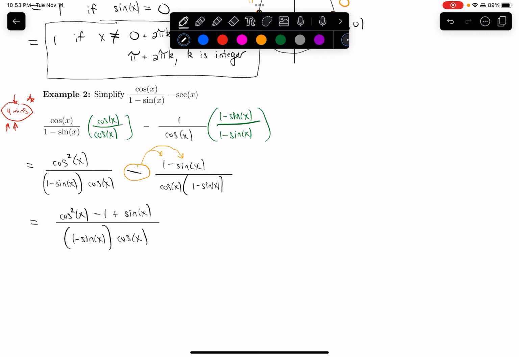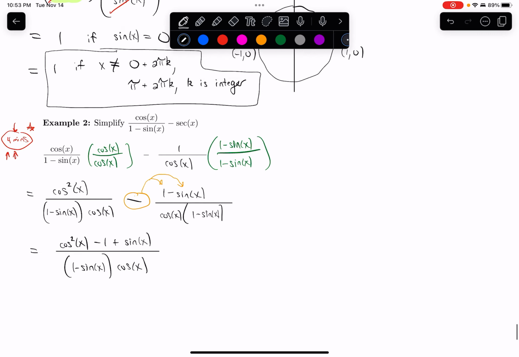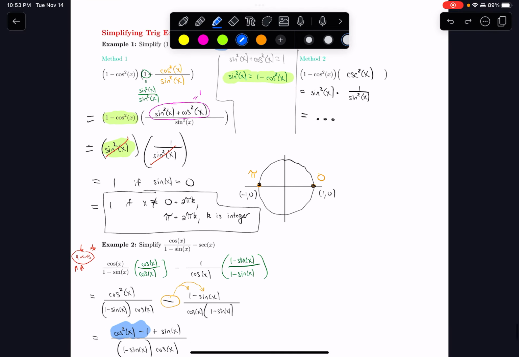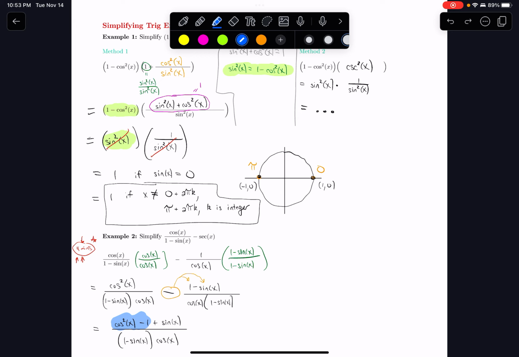Well, one of the things I want to notice about this is I'm seeing, let me highlight this, I'm seeing a cosine squared x minus 1 show up. And that reminds me of this identity a little bit. Sine squared x plus cosine squared x equals 1. So can I rearrange that identity a little bit to make it look like what I have, cosine squared x minus 1? And the answer is yeah.